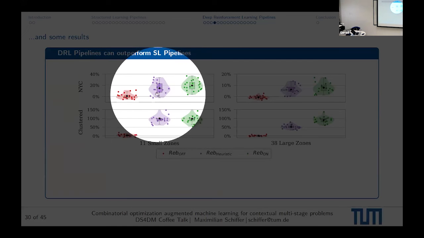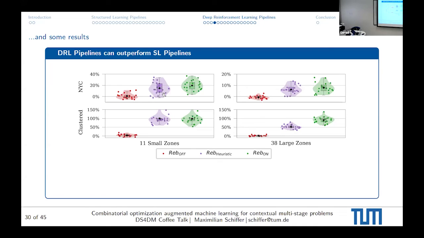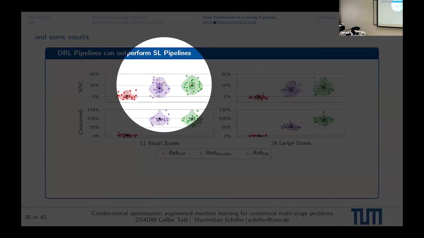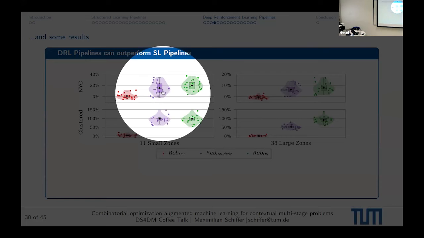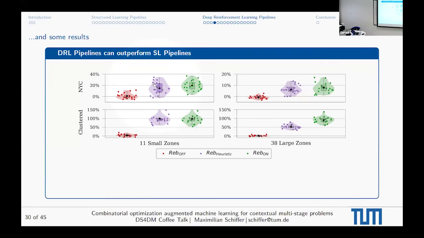The purple one is with rebalancing, but with a heuristic balancing. So similar to the structured learning pipeline using distributional information, which was the best performing one in the structured learning way, right? So we sample from that distribution and we try to rebalance vehicles proportional to the spread of that distribution, right? And then you get this one. And then here you already get something which is much more than 5 to 7%, right? Which is more like 15%.